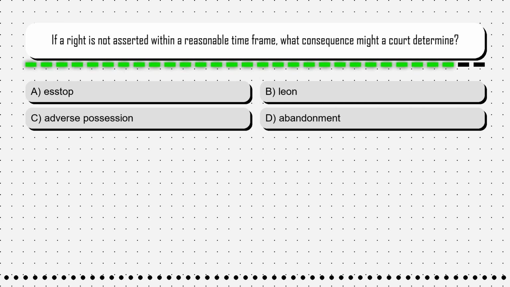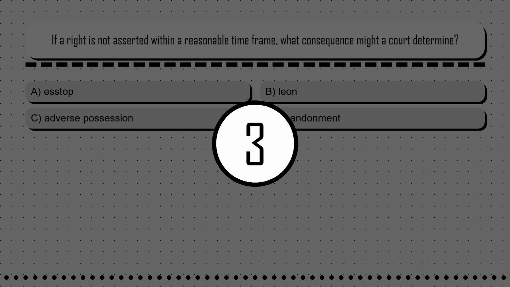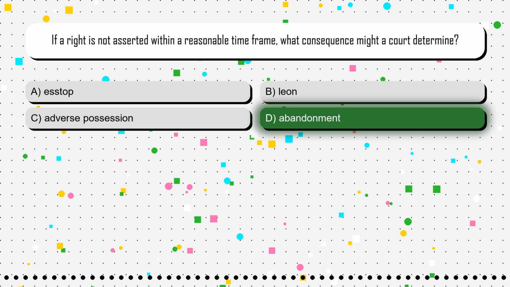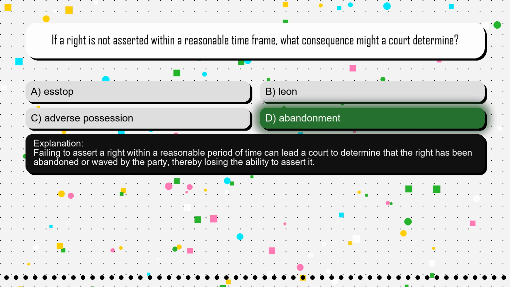Question 38. If a right is not asserted within a reasonable time frame, what consequence might a court determine? Option A, estoppel. Option B, lien. Option C, adverse possession. Option D, abandonment. The correct answer is option D, abandonment. Failing to assert a right within a reasonable period of time can lead a court to determine that the right has been abandoned or waived by the party, thereby losing the ability to assert it.